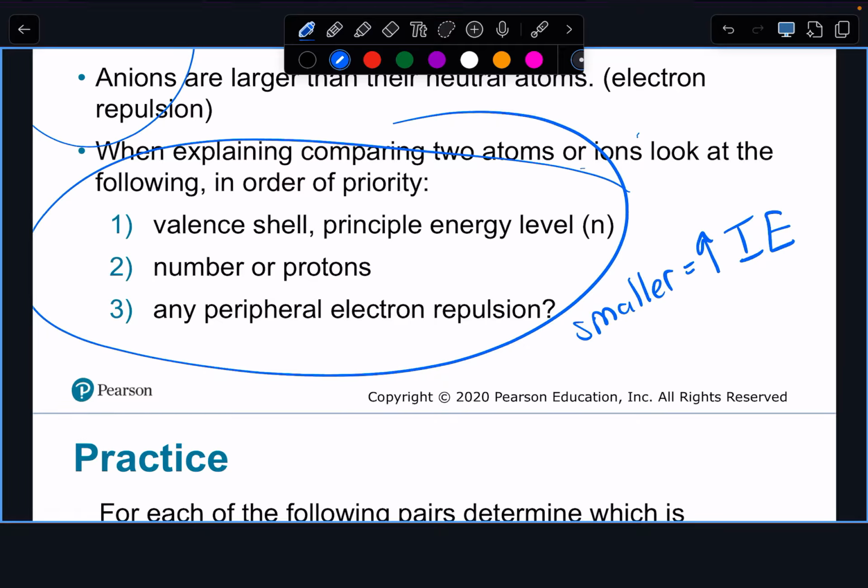I don't know why, but your textbook loves to say, order these in decreasing atomic radius, right? Instead of just saying, which one's smaller, and having two options. It wants you to order them amongst 3 or 4 or 5 choices, whatever.